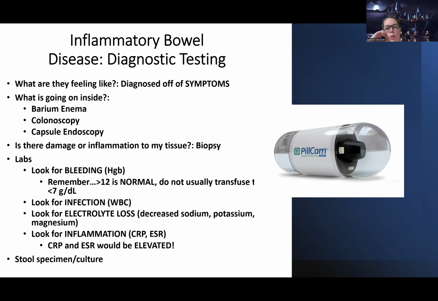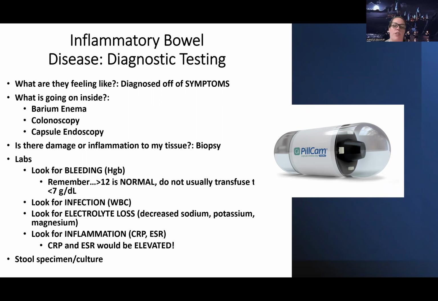We're going to mostly look at what their symptoms are, but we may do further testing to see what's going on inside. We can do things like barium enemas and colonoscopies, especially for ulcerative colitis. But for Crohn's, it's a little bit harder because we want to see what's going on in the upper GI tract. What if it's in their esophagus or in their stomach or in their small intestines? We can do an upper endoscopy and look at the esophagus and the stomach, but we can't go into the small intestine.